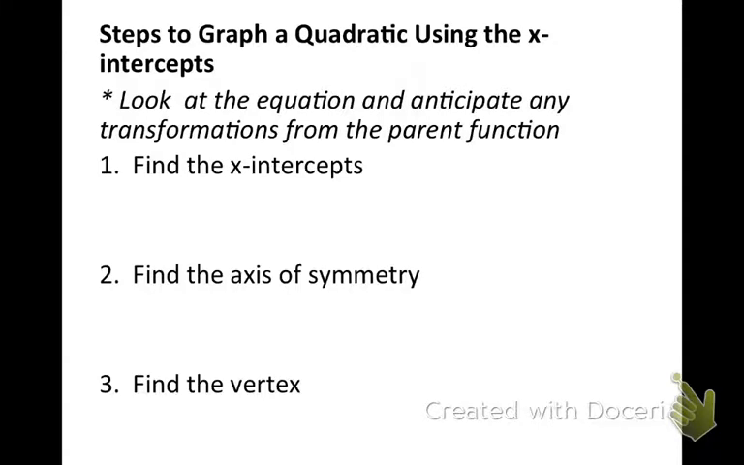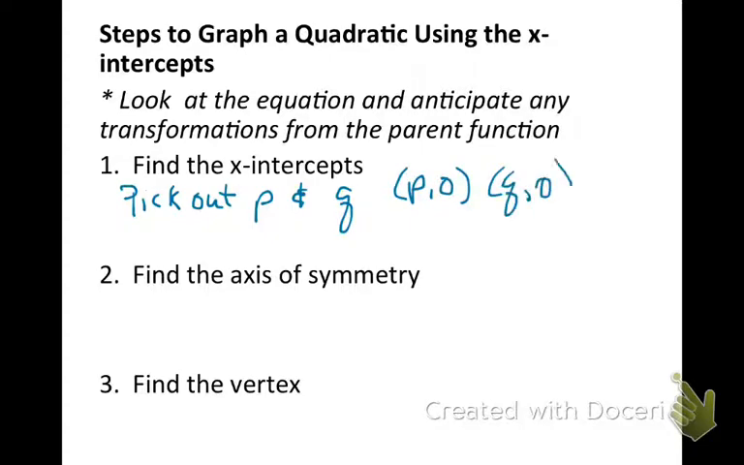Now here are the steps to graph a quadratic that's in x-intercept form. So the first thing you want to do is look at the equation like before and anticipate any transformations that might occur. Then you're going to start by finding the x-intercepts. So you're simply going to pick out the p and the q values based on where they are in the equation. And those will be the x-intercepts, the point (p, 0) and the point (q, 0).